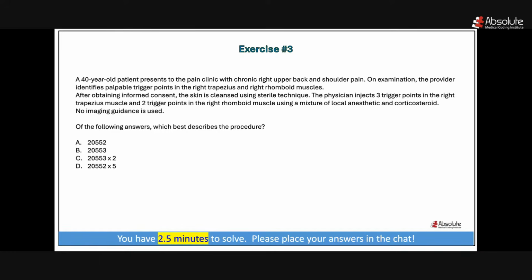After obtaining informed consent, the skin is cleansed using sterile technique. The physician injects 3 trigger points in the right trapezius muscle and 2 trigger points in the rhomboid muscle using a mixture of local anesthetic and corticosteroid. No imaging guidance is used. Of the following, which best describes the procedure? All right, coders, give your best shot.